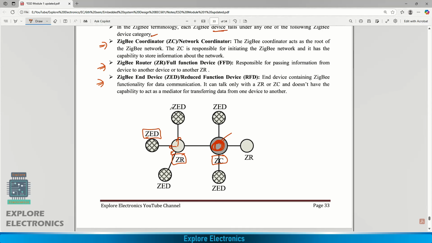Then we will have the ZigBee device. This is an endpoint device. These endpoint devices will get the information, whichever the coordinator or the router sends. Here this ZC can be connected to multiple ZRs. Means the ZC, the network coordinator, can connect to multiple routers. A router can connect to multiple devices again. This is how the device organization is.